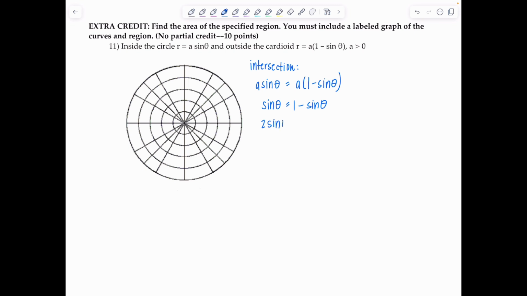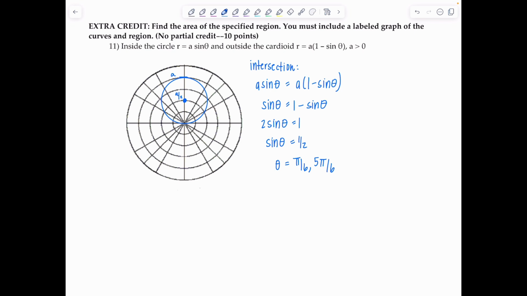So 2 sine theta is 1. That means sine theta is 1/2. Now I'm only looking at solutions from 0 to pi because this circle is sitting centered at the y-axis. Right? So, I mean, I could already graph it. The radius is a divided by 2, and then this would be a. So notice I don't need any solutions outside of 0 to pi. That's where this entire circle lives. So theta, let's see, sine is 1/2 at pi over 6, and then again at 5 pi over 6. So that's where the circle and the cardioid intersect.